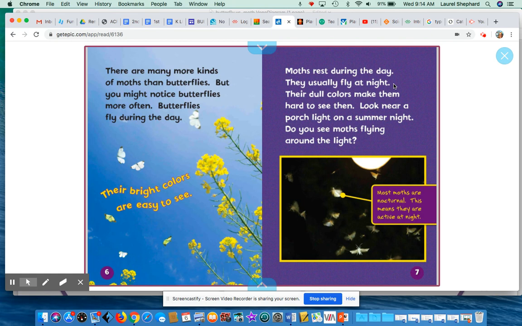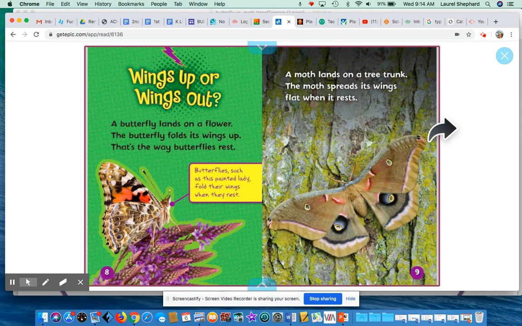So scientists, I would pause the video, reread these 2 pages to yourself, and then write the notes in your Venn diagram. Wings up or wings out. A butterfly lands on a flower. The butterfly folds its wings up. That's the way butterflies rest. A moth lands on a tree trunk. The moth spreads its wings flat when it rests. Pause the video and write your facts on your Venn diagram.